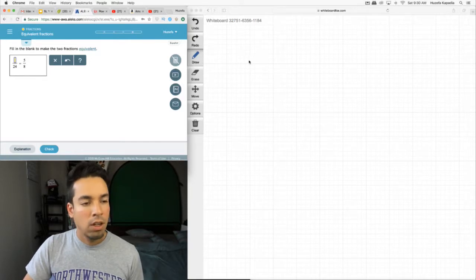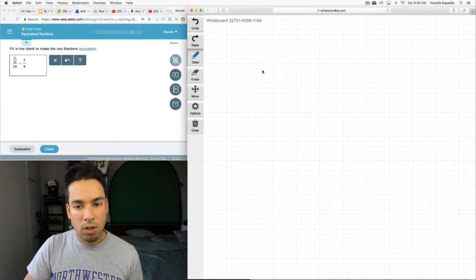Equivalent fractions. Here's how you solve something like this, right? We've got a blank spot up here. Now really we can call that x, okay? And we've got x over 24 equals 5 over 8.